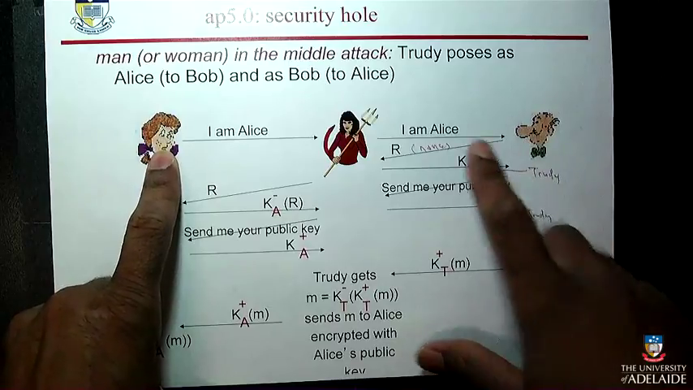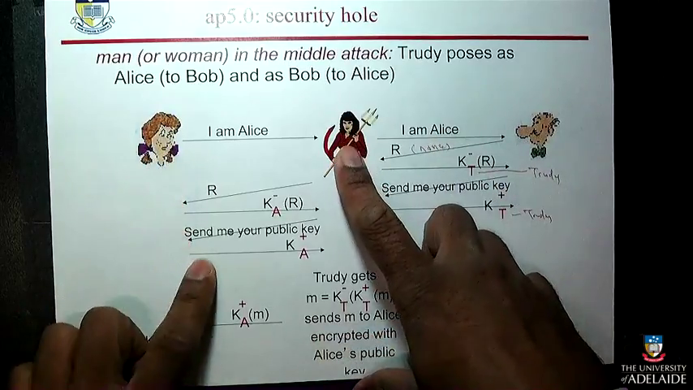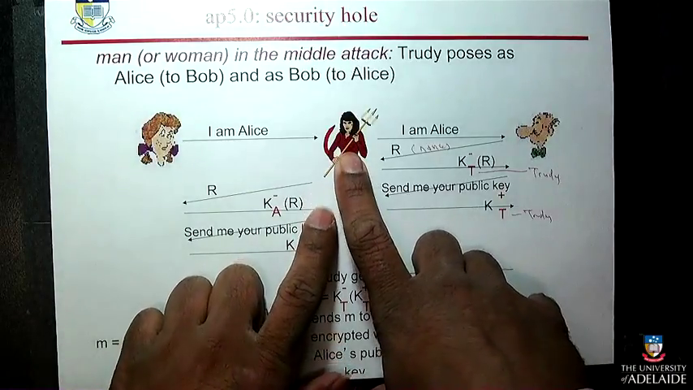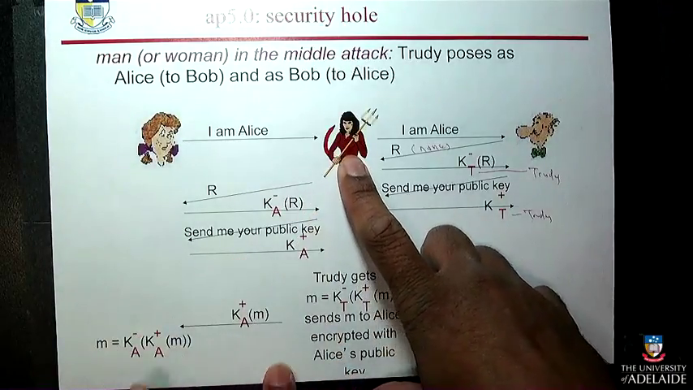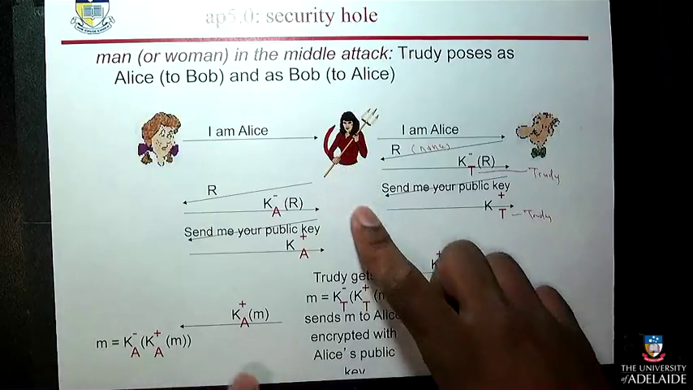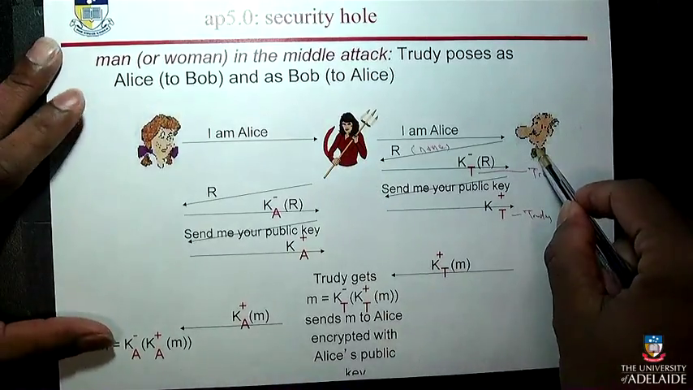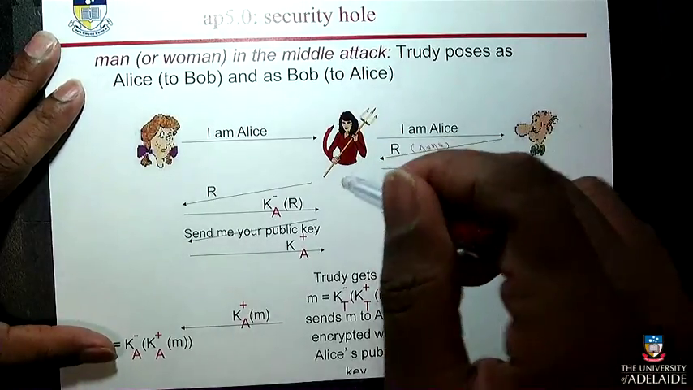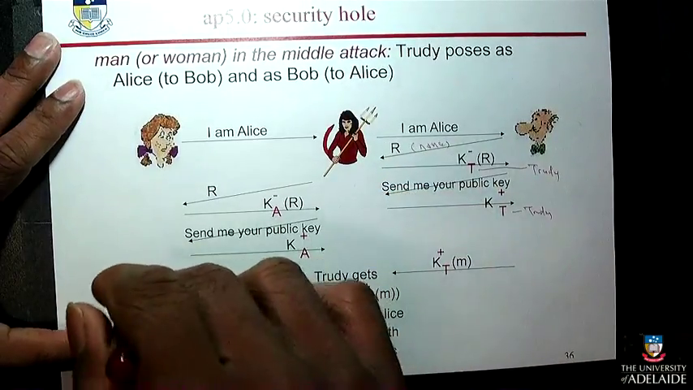Bob is using Trudy's stuff, right? Because Trudy substituted her public key and private key. That means Bob ends up sending messages to Trudy. Trudy can know what those messages are and then relays them to Alice.